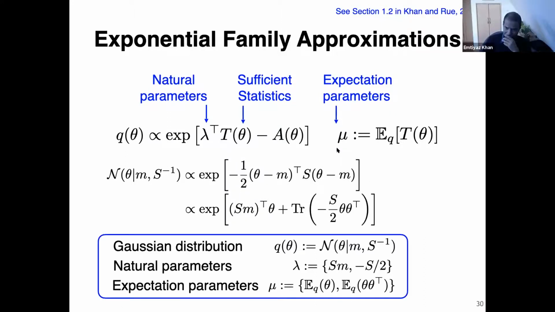To summarize, what will be important for the next few slides is that for the distribution, always think of it as maybe Gaussian. So these are exponential family approximations with mean and precision. The inverse of the precision is the covariance. And lambda is a natural parameterization such that it's linear in the sufficient statistics. There are two of them. And for the expectation parameters, there are basically two as well: expectation of theta and expectation of theta transpose. If you just remember the notation, it will be okay.